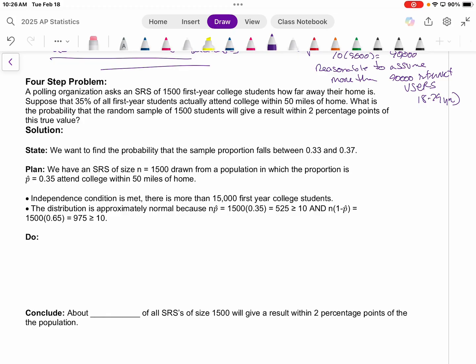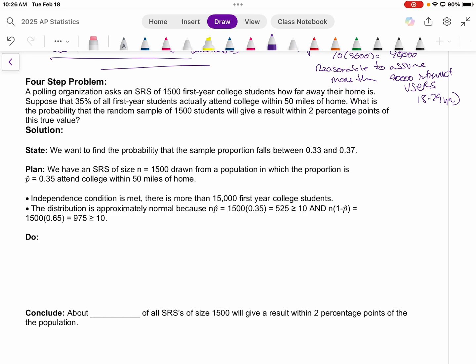A polling organization asked a simple random sample of 1,500 first-year college students how far away their home is. Suppose that 35% of all first-year students actually attend college within 50 miles of home. What is the probability that the random sample of 1,500 students will give a result within 2 percentage points of the true value?